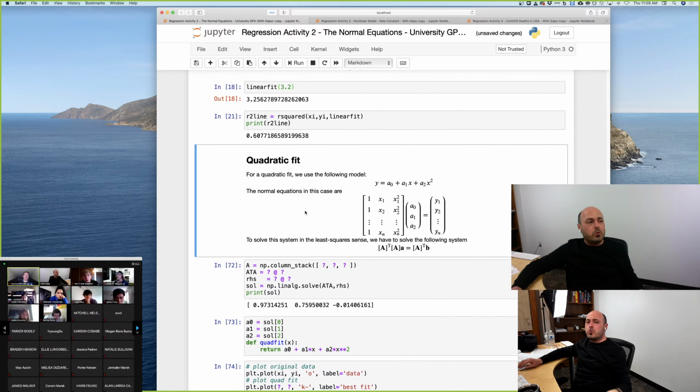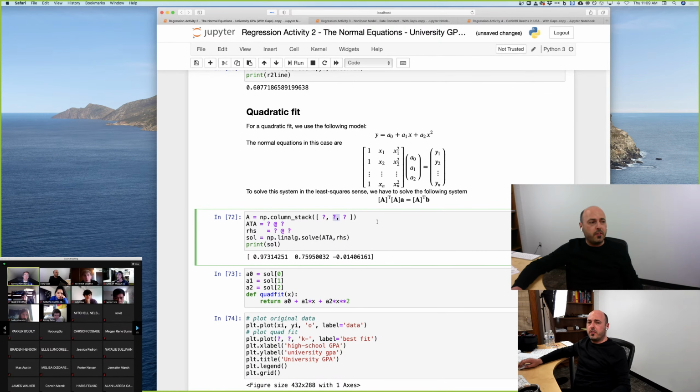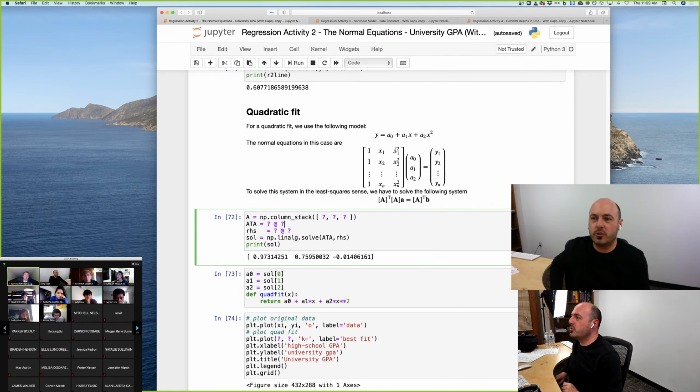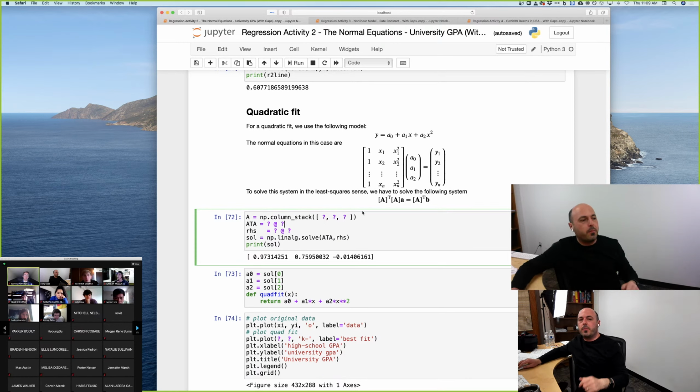All right, so now I want you to try to do a quadratic fit. Go ahead and fill in the blanks. This is the regression matrix, or the new way of doing the normal equations. Go ahead and fill in the blanks.